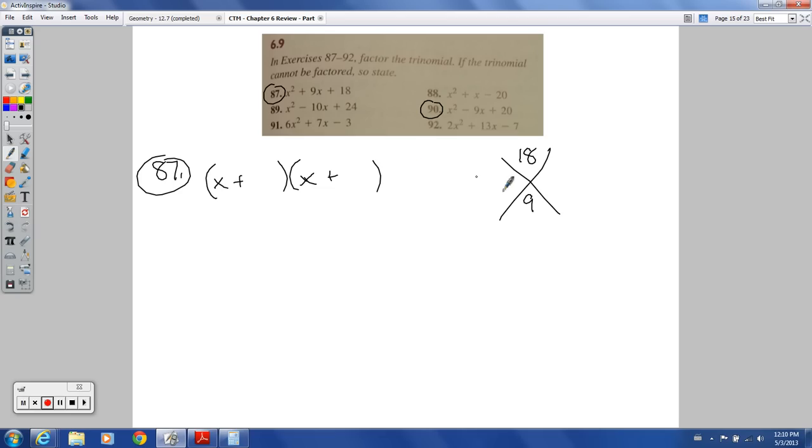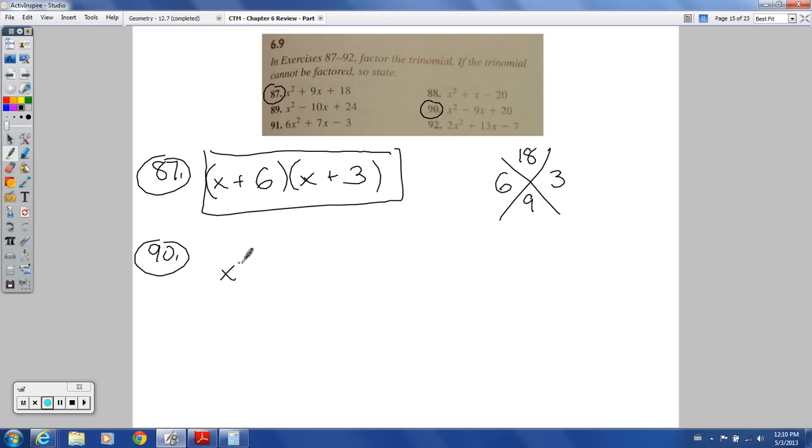A 6 and a 3 would definitely do that. So 6 and 3, you could say 3 and 6. The order wouldn't make a difference. 6 and 3, or x plus 3 times x plus 6. Both would be totally fine.